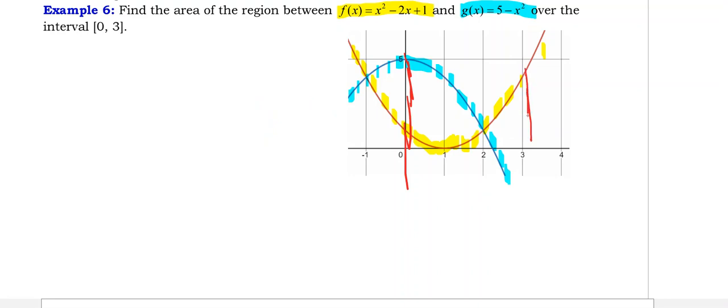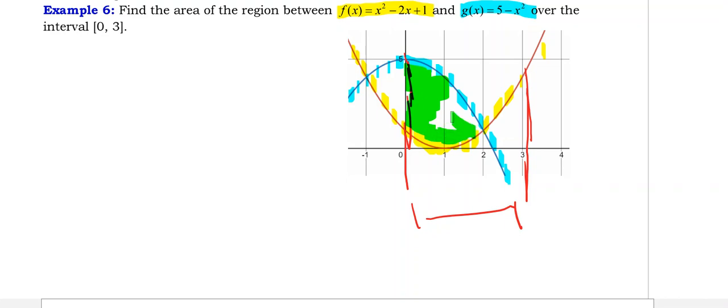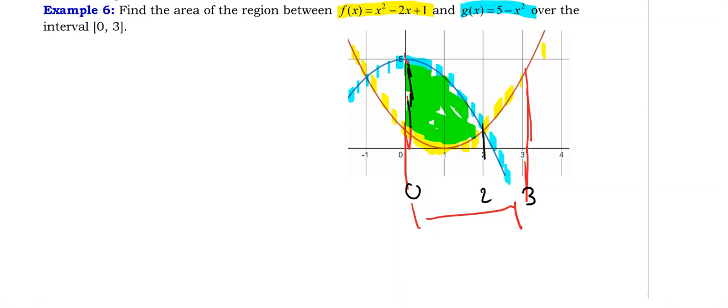The lines are very messy. And so you can see that in between 0 to 3, in that interval, they cross. We have this area here, and that goes from 0 to 2. They cross at 2. So we're going from 0 to 2 and then to 3. And then from 2 to 3, we have this area.